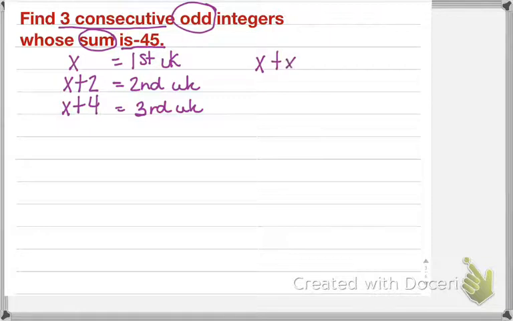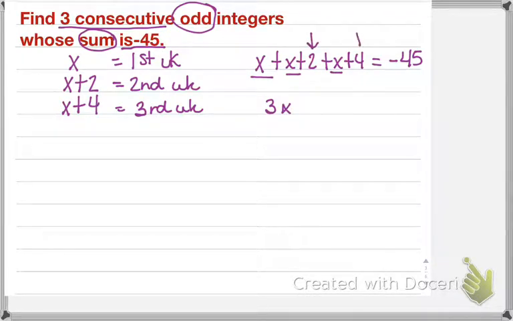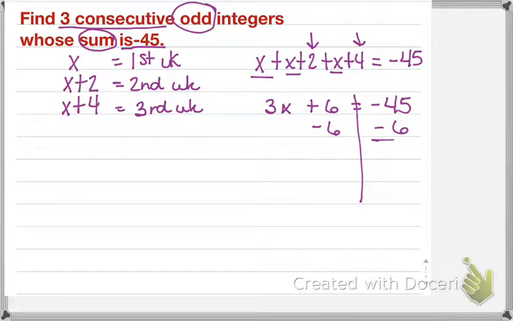So now we do our algebraic equation: x plus x plus 2 plus x plus 4 equals negative 45. Combine like terms. I have 3 x's and a 4 and a 2, so plus 6 equals negative 45. Solve for x. So minus 6, minus 6. I have 2 negatives, that means I add them, find the sum, and keep the sign. So negative 51. And then I'm going to have just 3x left on one side.